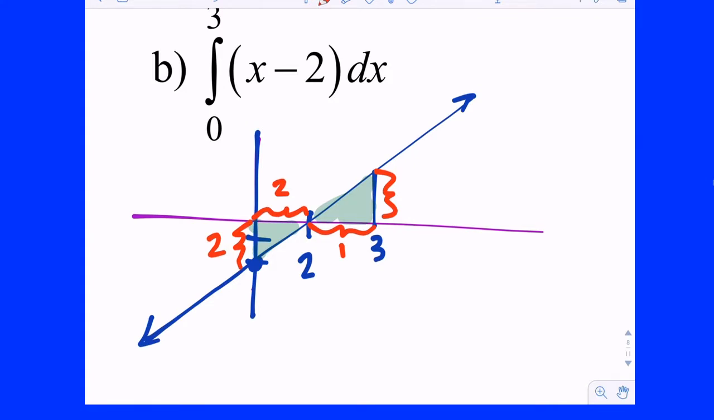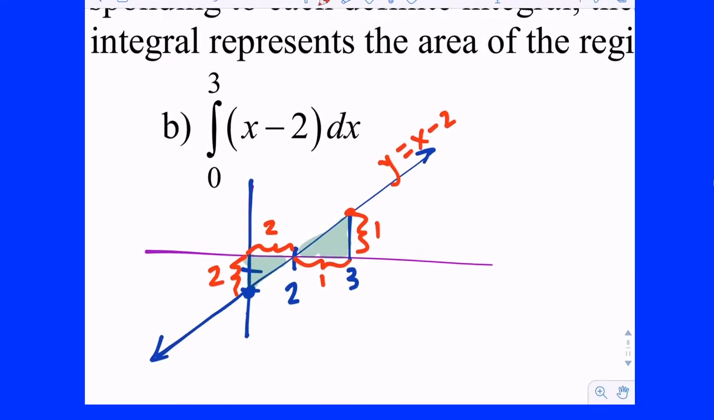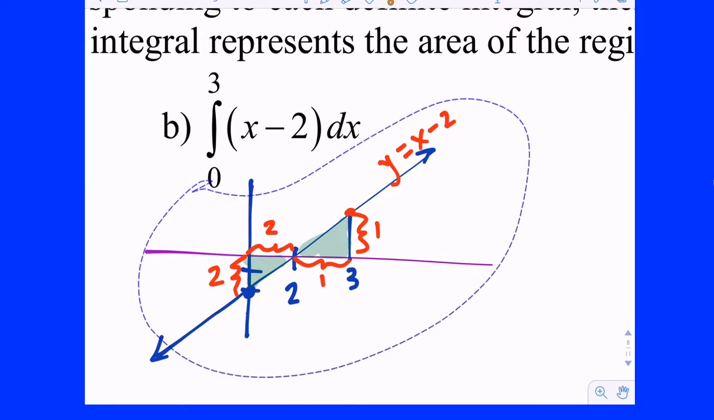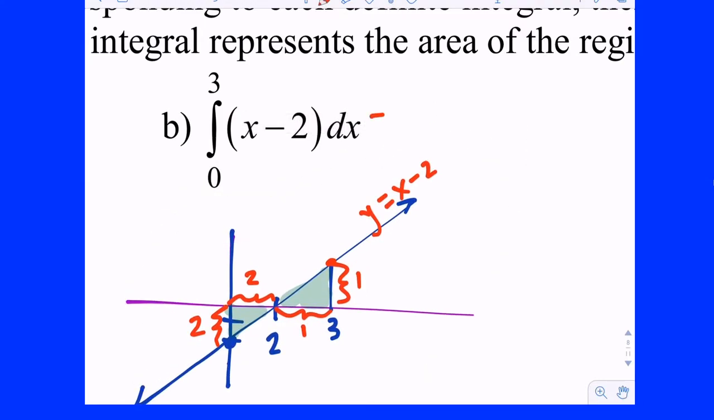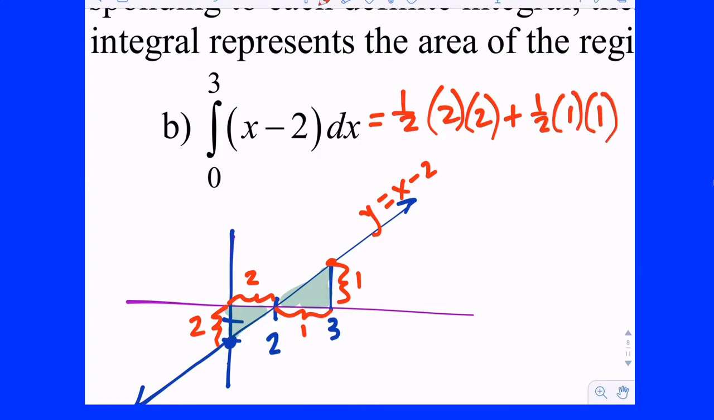How do I find the y value there? It should just be the function value, right? So 3 minus 2 is 1. Okay, so here we go. Let me move this down so I can put my work right here. This is going to equal 1/2 the base times the height, which is 2 times 2, plus 1/2 the base times the height. Is that right?